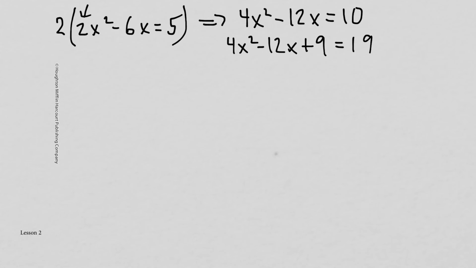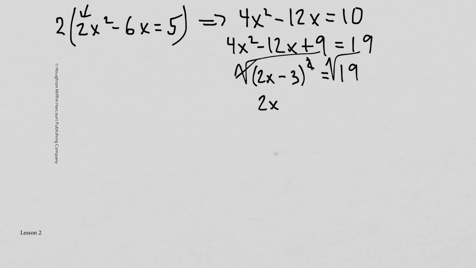Now the left side is a perfect square trinomial, so I can factor it. The square root of the first term is 2x. The square root of the last term is 3. The middle term is negative. And on the right side, it's just 19. To get rid of the square, I take the square root of both sides. That cancels. So I get 2x minus 3 equals plus or minus radical 19. Don't forget the plus or minus.